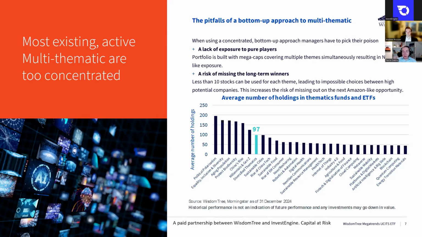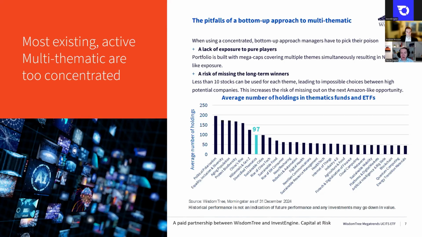Now, because they are built like this, what we found very, very surprising when we did a lot of research on thematics is that if you look at the average number of stocks in a multi-thematic strategy in Europe, you'll see that it's around 97, right? That's the blue number in the middle of this slide. But if you look at the average number of stocks in different themes, you'll see that it's not that different.